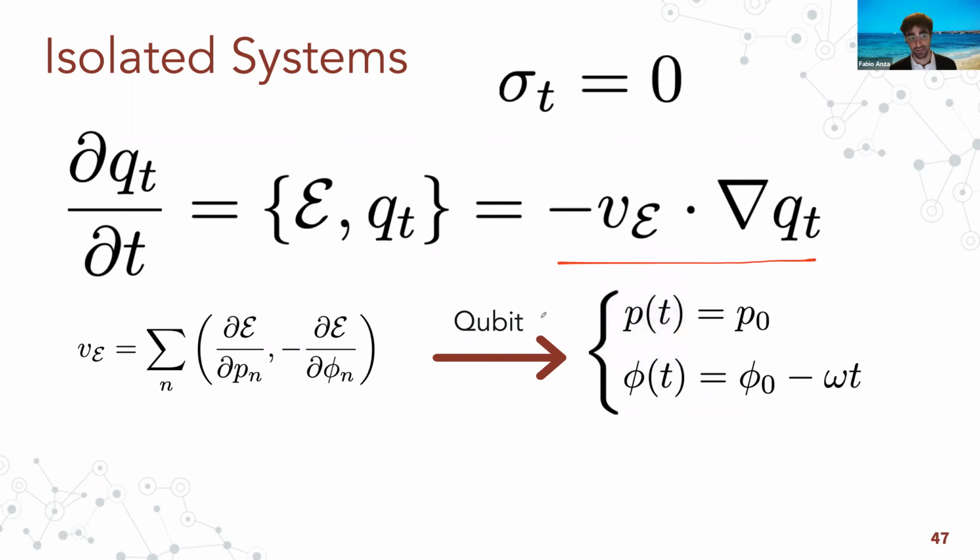And this is how it looks, where v epsilon, and here I've written it for arbitrary high dimensional quantum systems, where instead of having p and phi, you have vectors p_n and phi_n, which are probabilities and coordinates in a given basis. And in particular, for a qubit, if you use the basis that diagonalizes the Hamiltonian, you can recover the standard evolution. So again, this was just to present a general result for an isolated quantum system.